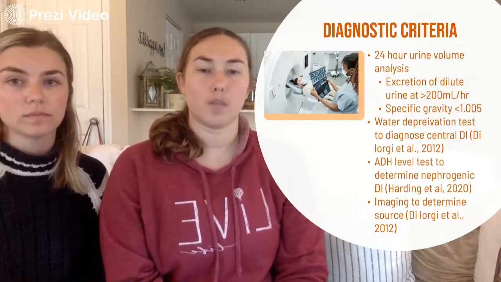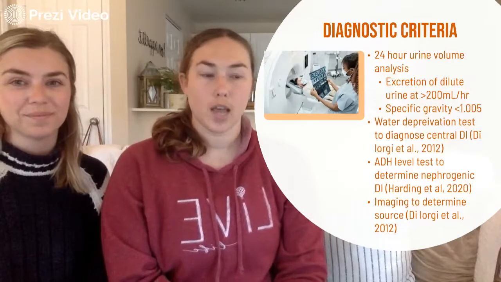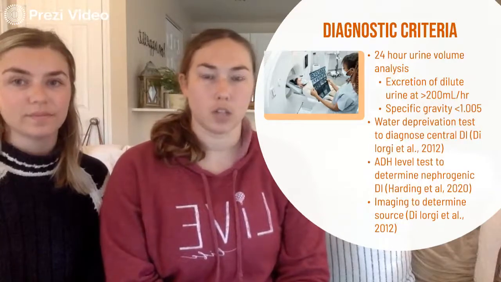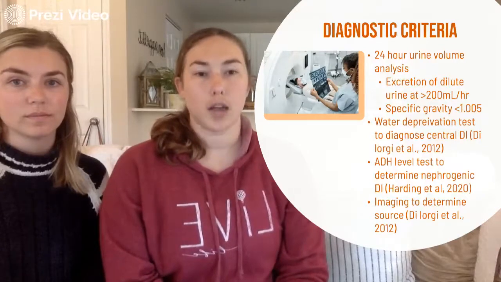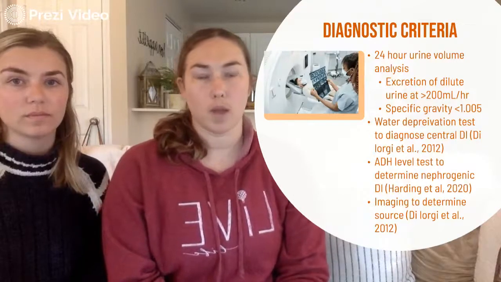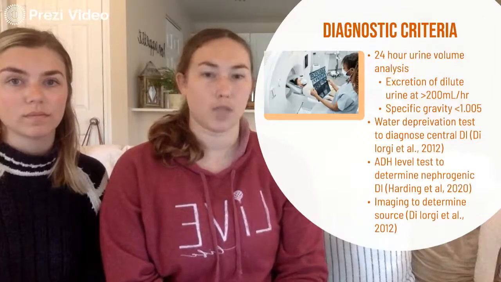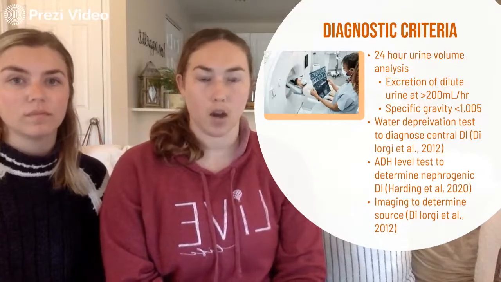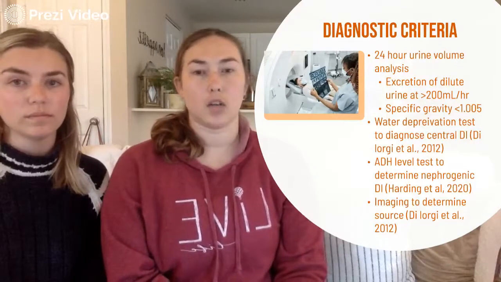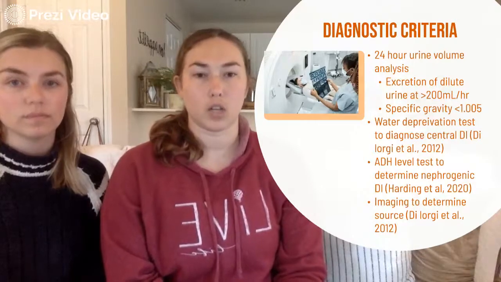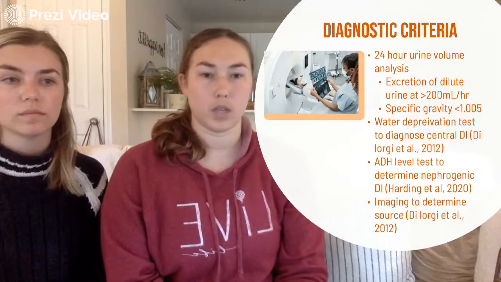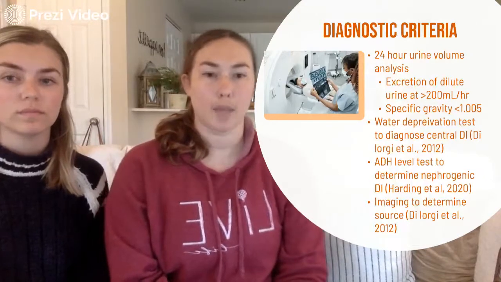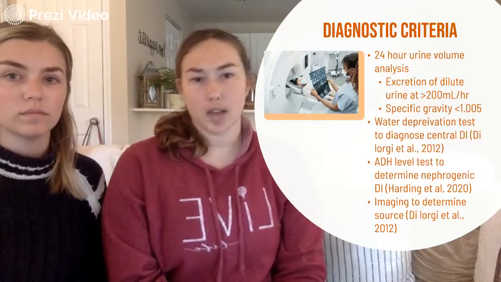After determining if the problem is central or nephrogenic, then usually imaging tests are done to determine the source of the problem. So for example, if the patient is diagnosed with central DI, you might want to do an MRI of the brain to see if there's a brain tumor or anything going on in there. And if the patient is diagnosed with nephrogenic, scans of the kidney to look at if there's any damage to the kidney is really important to find out why that problem is happening. So that's the diagnosis criteria.